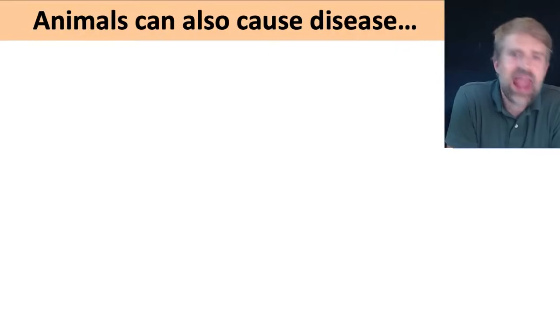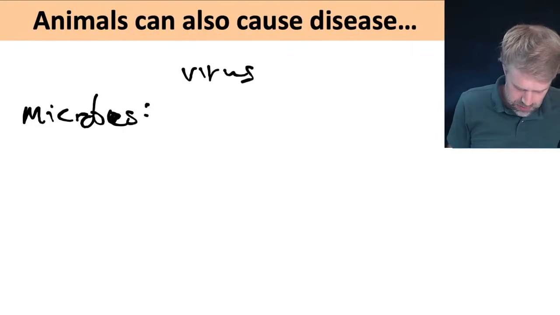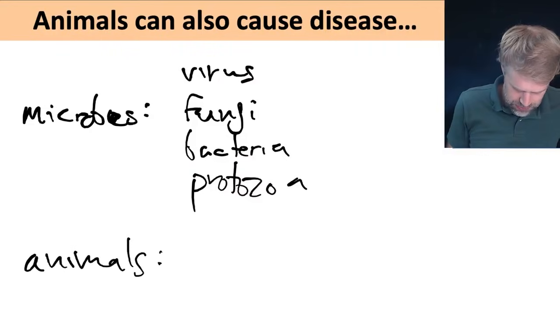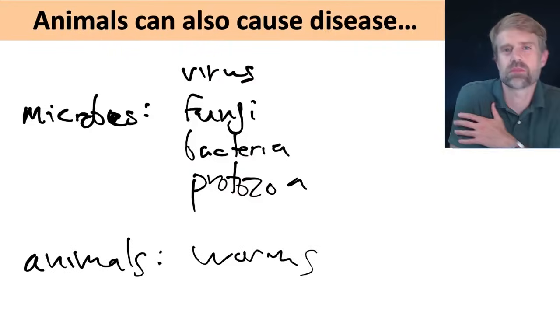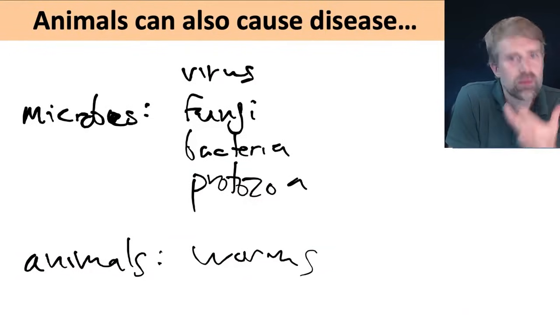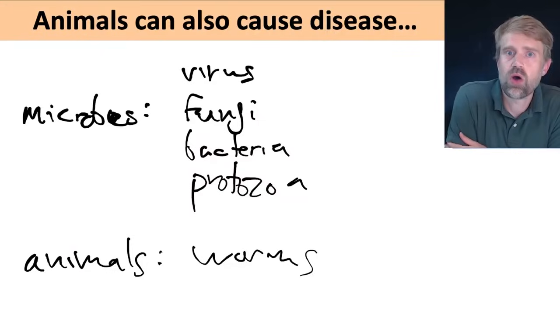Now, I also want to point out that animals can cause disease. We have been looking at microbes or microorganisms that cause disease, right? We've been looking at viruses, fungi, bacteria, and protozoa. These all can cause disease, but animals can also cause disease. The animals that cause disease are usually worms, particularly in underdeveloped countries. People can get worm infections, worms in their intestines, worms in their skin. So there are diseases that can be caused by animals.